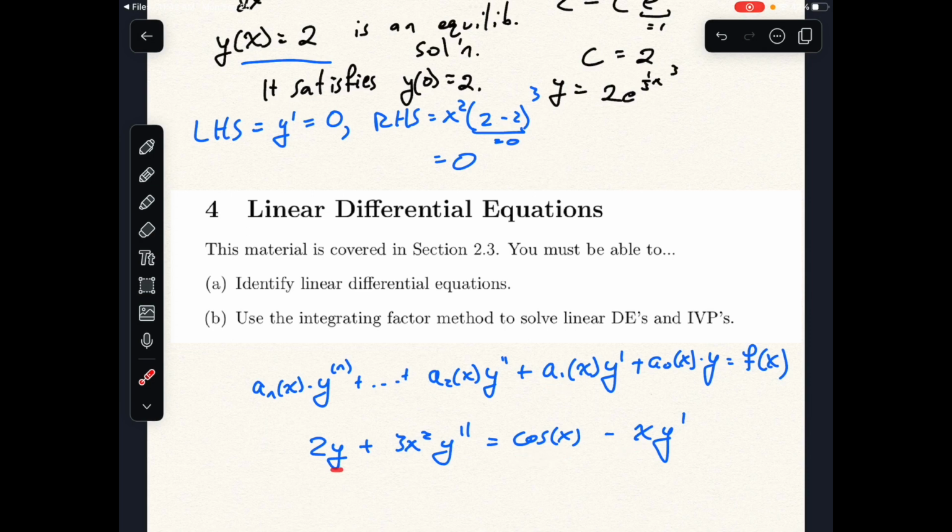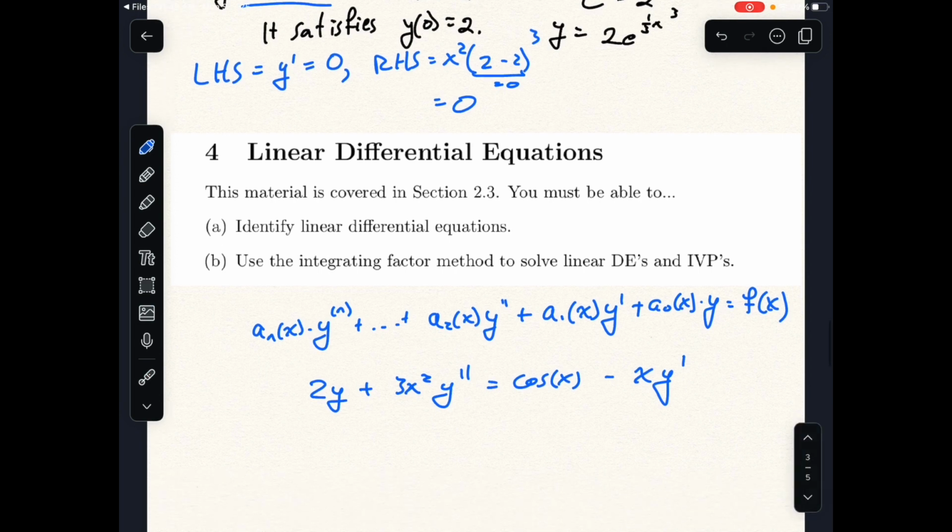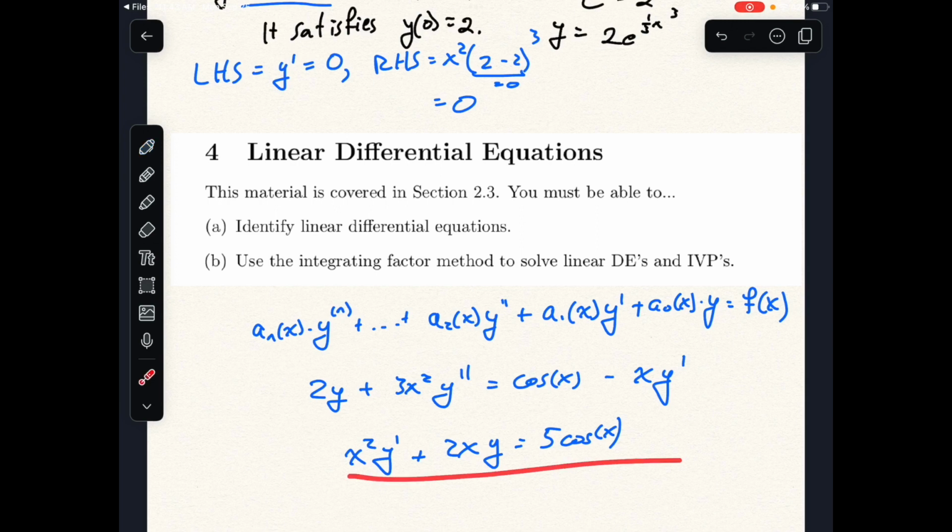The only restrictions are really restrictions on y. But you don't have something like 3x squared y as the coefficient of y double prime. So this would be linear, and this would be second order linear. Something that's first order linear might be like x squared y prime plus 2xy equals 5 cosine of x, something like that. So this is first order linear.